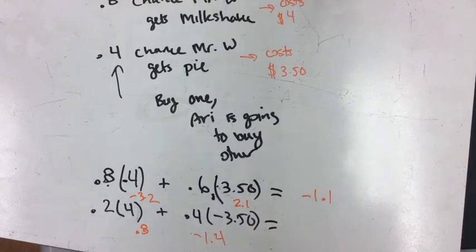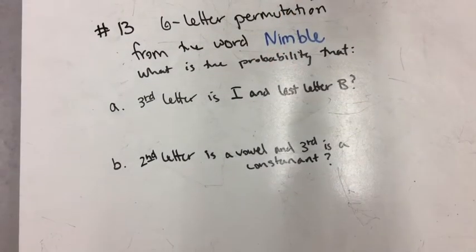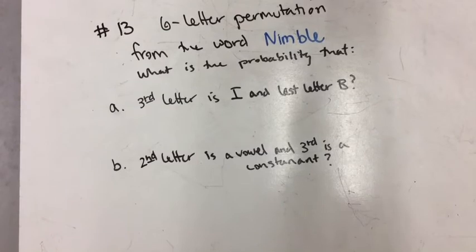On this one, 0.8 plus negative, no, 1.4 minus 0.8 equals, this is negative 0.6. So which one am I spending less money? It's going to be this guy. So I want the situation in which Ari's going to buy my, or I'm going to buy my pie, and Ari's going to buy my milkshake, because the expected value here is that I will only lose 0.6 compared to losing 1.1.